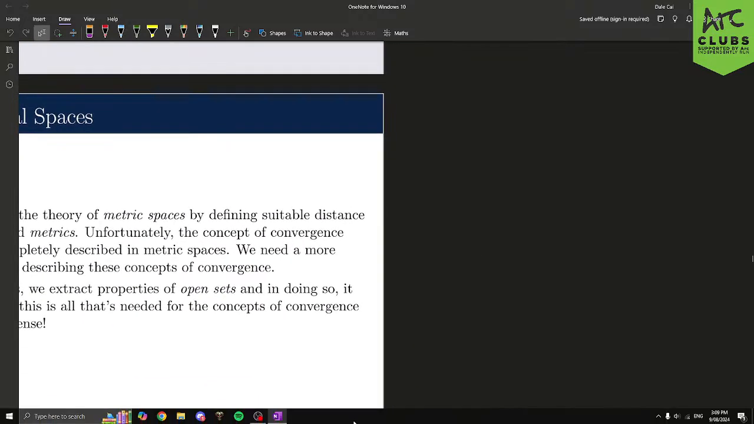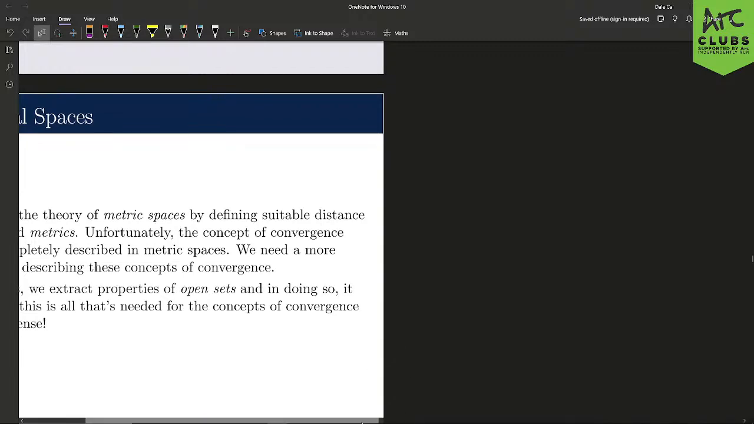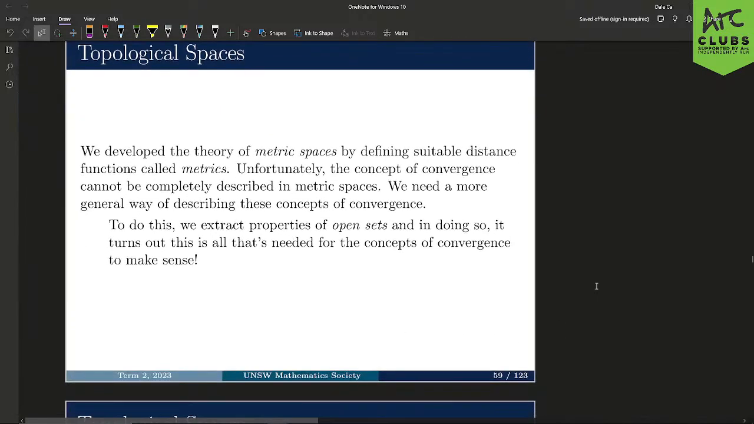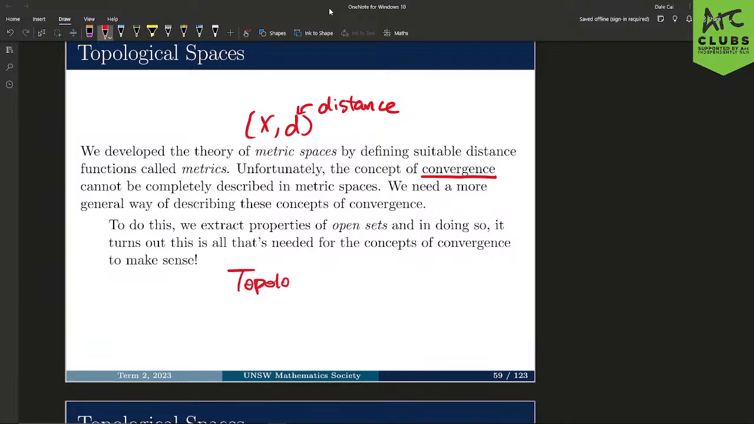So what we've done before, we've mainly been dealing with metric spaces. So that's when we have a set equipped with some notion of a distance. But right now what we want to do is move our focus to convergence rather than just distance, right? So if we care about convergence, what we're going to do now is make a topological space.